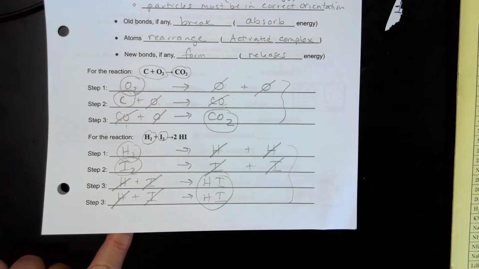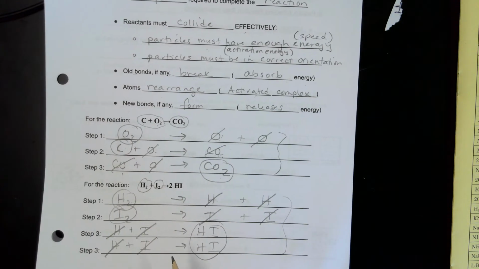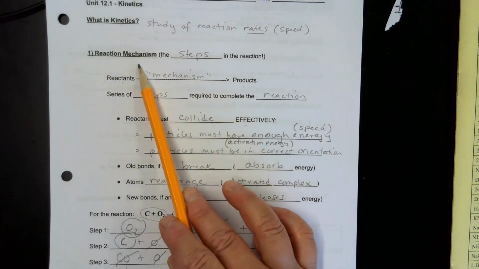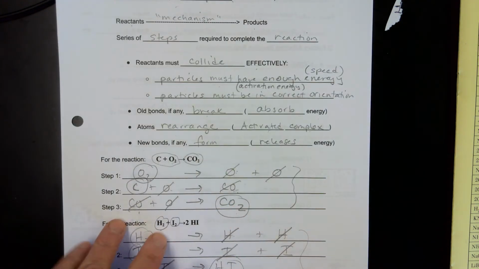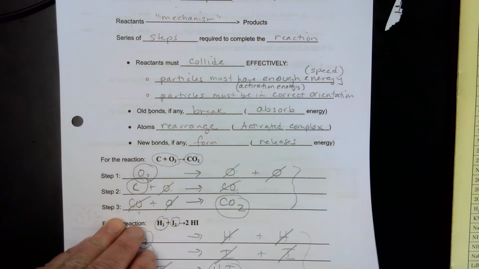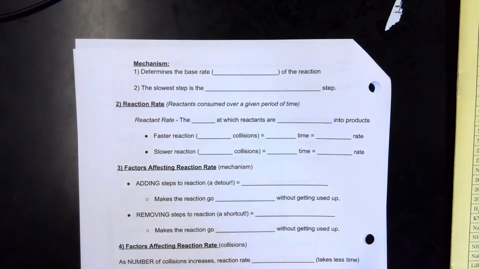It's just to show you that there are reaction mechanisms, and we can potentially manipulate these reaction mechanisms if we want to manipulate the speed of the reaction. So let's take a look and see what's involved in that, right?